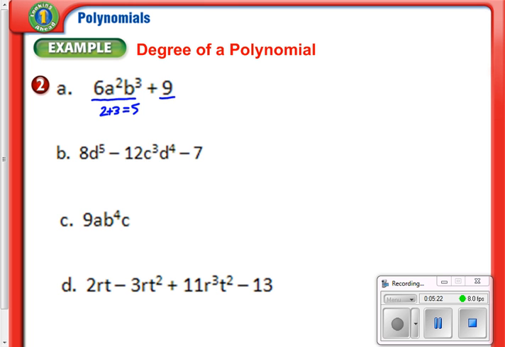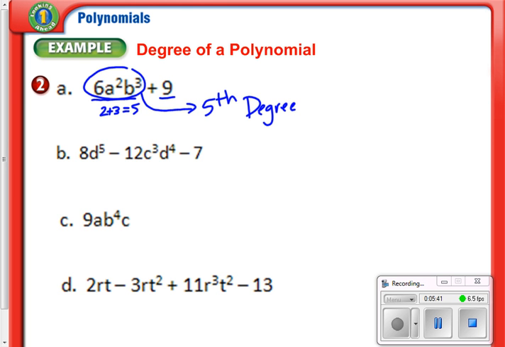There is no variable there, so that would actually be just a constant. So the highest degree here is the 5th degree. So we would say that this is a 5th degree polynomial. So I'll just say 5th degree.